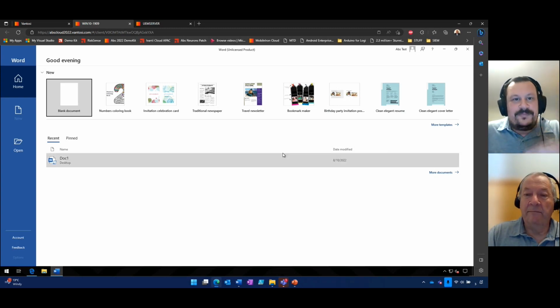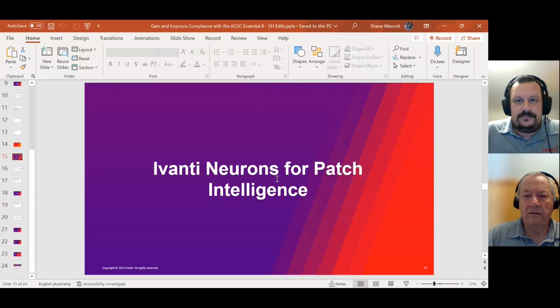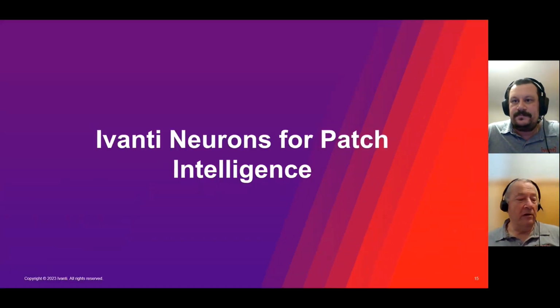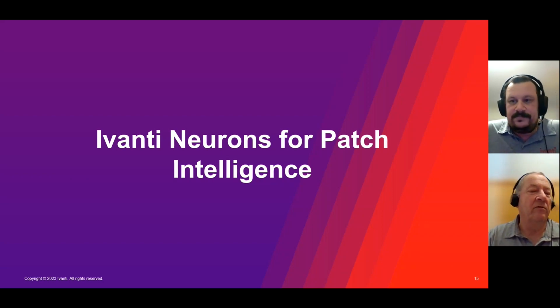Sounds like a plan, mate. Let me share my screen and rip into what we are going to do here. So let me minimize you, do this, and do that. Okay, so we're going to talk about Ivanti Neurons for Patch Intelligence first, and then Ivanti Neurons for Patch Management.